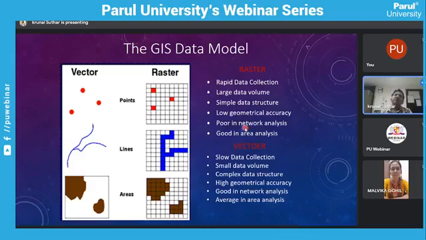Network analysis means on the road network, if you would like to find the shortest path or longest path, you require analysis. Just like Google Maps, if you enter a destination of Ahmedabad from Baroda, it shows multiple paths like the express highway, internal roads or national highway. So this is known as network analysis, which is not good in raster, but it is really good in vector data. Raster is good in area analysis. For crop analysis and area analysis, it is the best, right? So both have their own advantages and disadvantages between raster data and vector data.